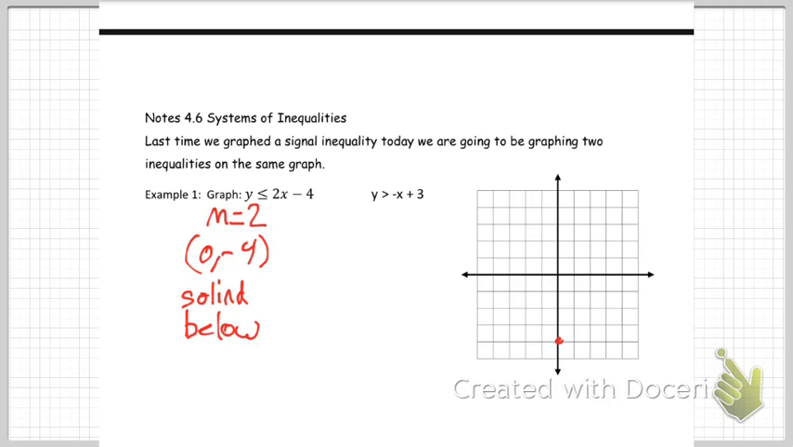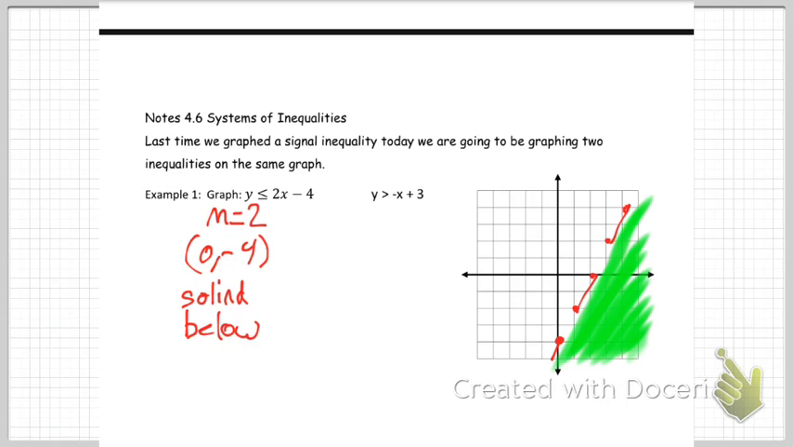-4. And I'm going to go up 2, right 1. I'm going to continue that. Alright, and I'm going to have a solid line. And I said I'm going to shade below that solid line because of the symbol given to me. So I'm going to shade down here.